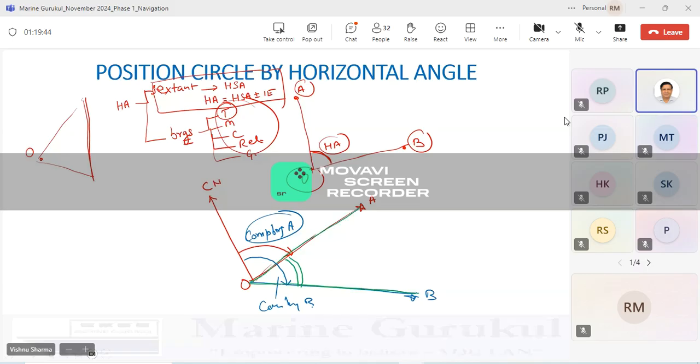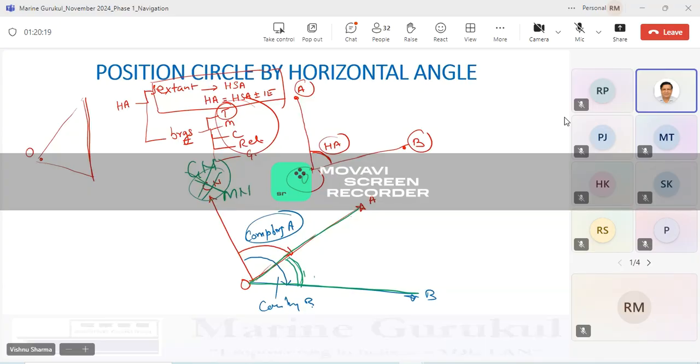So the beauty of this method is that even if I don't know the compass error, I can still use it to get the horizontal angle. Why? Because both the bearings are suffering from the same error. If both the bearings suffer from the same error, their difference will not change. Instead of compass north, if it was gyro north, then these will be the gyro bearings. Again, you will get the horizontal angle. Instead of that, if it was magnetic north, again, this will be the horizontal angle.